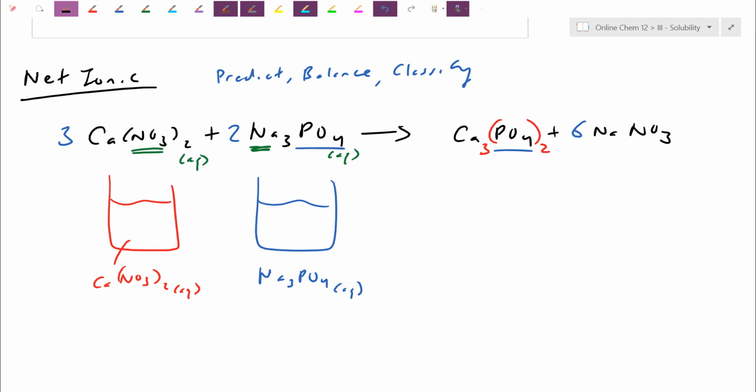How do we check that? We can check our solubility chart. I don't really need to look up this one. Na and NO3, well, alkali salts are always soluble. Nitrate salts are always soluble. I know this one here will be aqueous. The only one I really need to check in this situation is the calcium phosphate.